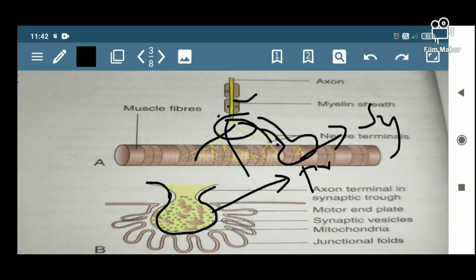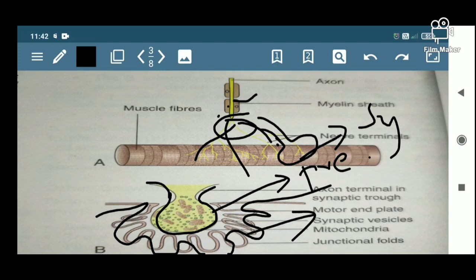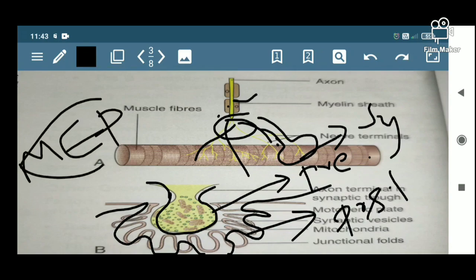The layer which is lining the terminal button or synaptic knob is called the presynaptic membrane, and the surrounding muscular fold, or you can say the junctional folds, is called the postsynaptic membrane. Many people have the doubt, what is the motor end plate? The motor end plate is nothing but the thickened portion of the postsynaptic membrane.